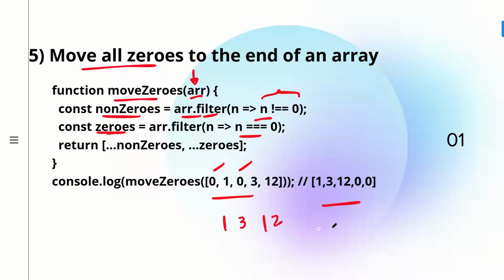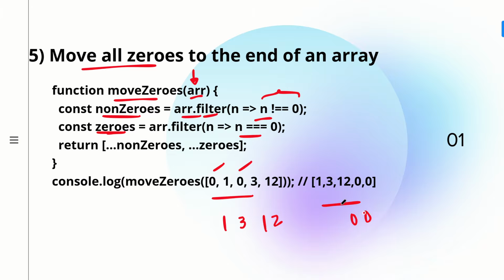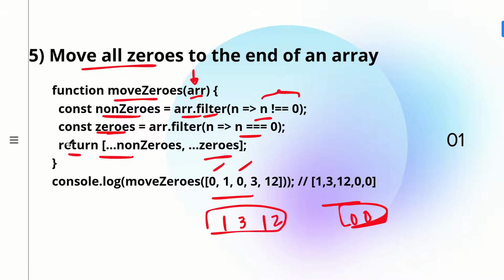So there are two zeros, right? So we will write 0 again and one more 0. Then at last, what we are doing, we are returning. So we are getting all the values together, we are spreading, making use of the spread operator. And then we are writing ...nonZeros. So what are non zeros? These are non zeros, 1 3 12. And what are zeros? There are two zeros. So these things we are putting in a common array and we are returning.